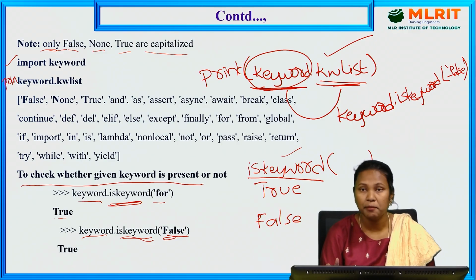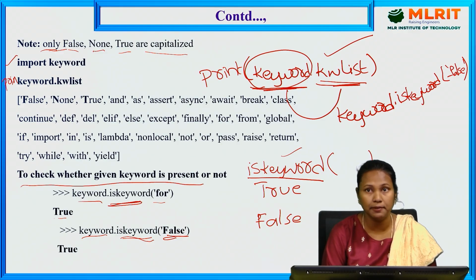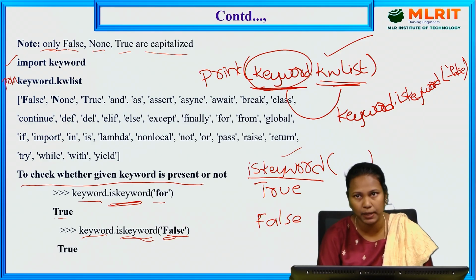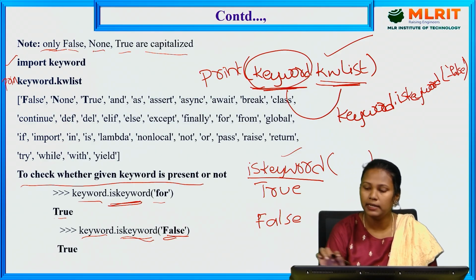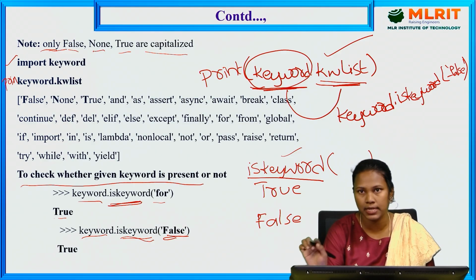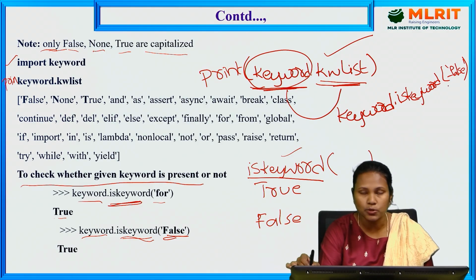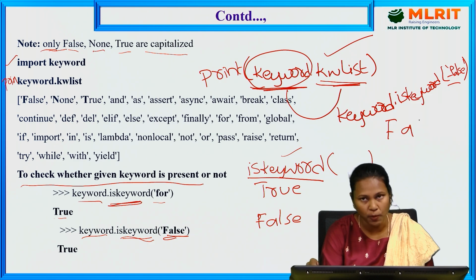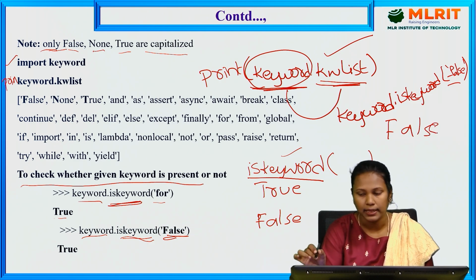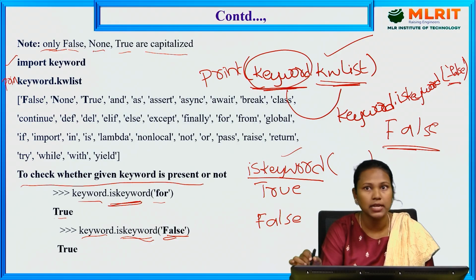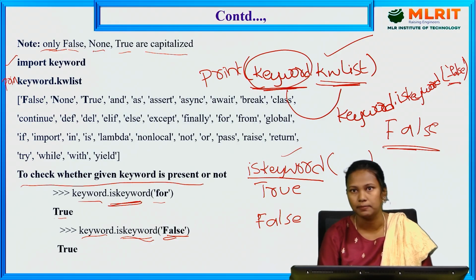False is there, but in the keywords list, the F in False is a capital letter. So it checks whether the particular word is there or not; it checks each and every character. The lowercase "false" is not there in the list because the keyword has its first letter capitalized. That's why it displays False. The lowercase false is not in the keywords list.